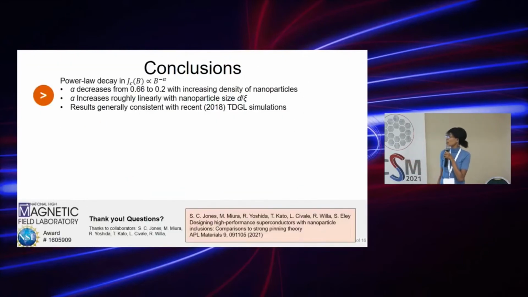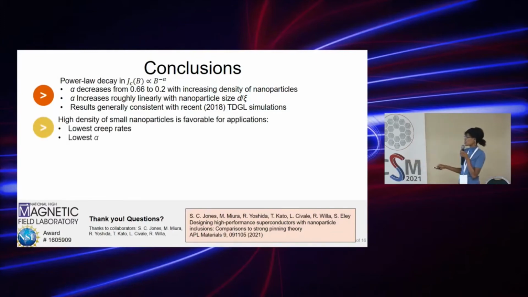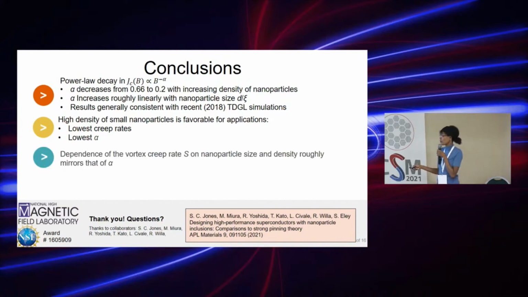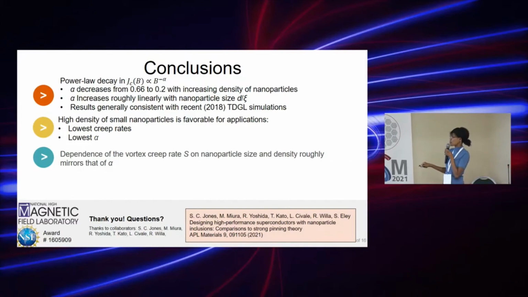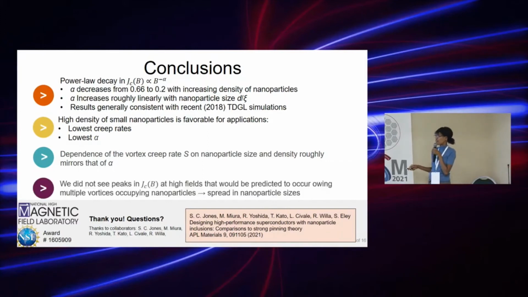So in conclusion, we have looked at the effect of nanoparticle size and density on the vortex creep rate and JC. We found a power law relationship between magnetic field and JC, and then looked specifically at how the power law exponent depended on the nanoparticle size and density. And in general, our results were consistent with results from recent time-dependent Ginzburg-Landau simulations. For the sake of applications, we found that a high density of small nanoparticles is favorable, and we found qualitative similarities between creep, the dependence of creep on nanoparticle size and density, and that of alpha.